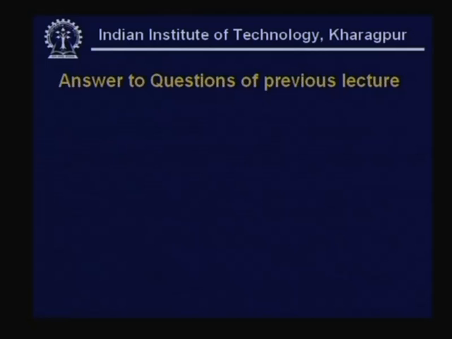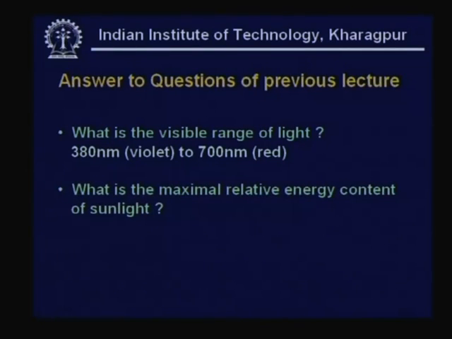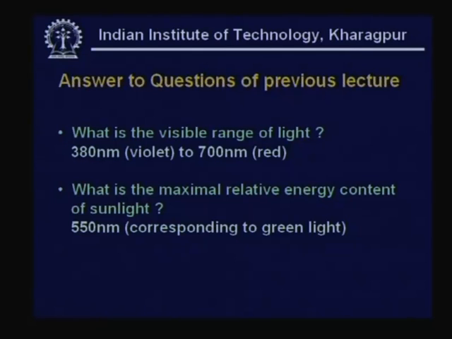on radiation. What is the visible range of light? Visible range of light spans from 380 nanometers corresponding to violet to 700 nanometers corresponding to red. What is the maximal relative energy content of sunlight? As seen from the spectrum shown in lecture 2, the maximal relative energy content corresponds to a wavelength of 550 nanometers, which is in the green zone.